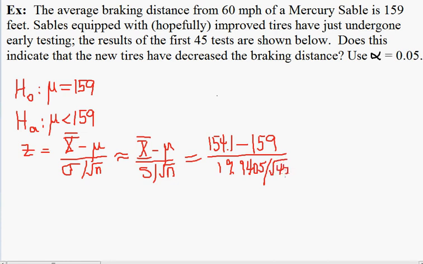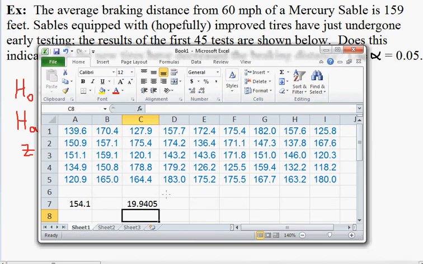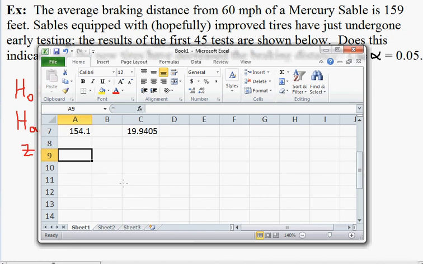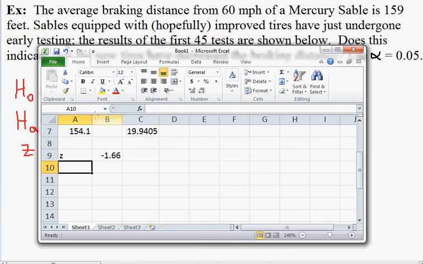And assuming the null hypothesis is correct, we know that this test statistic will follow a normal distribution. And so doing the arithmetic, we get our z value to be equal to 154.1 minus 159 divided by the sample standard deviation over the square root of 45. So we get a z value of negative 1.66037.